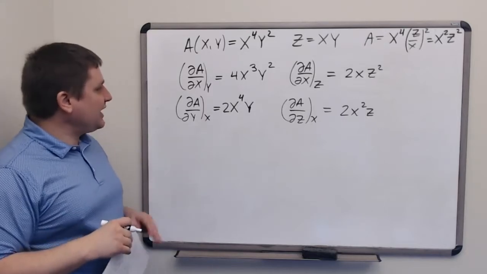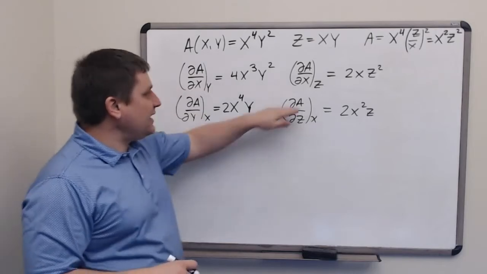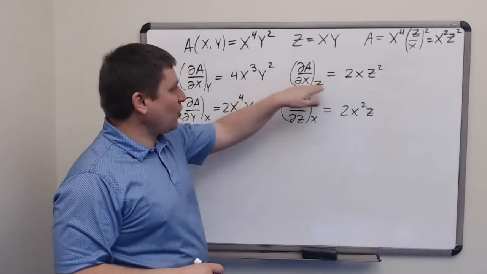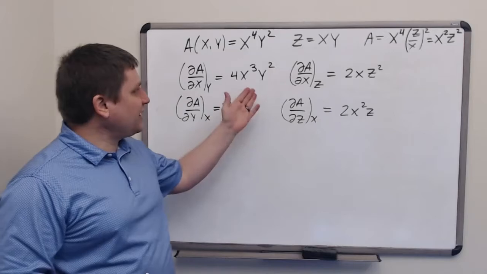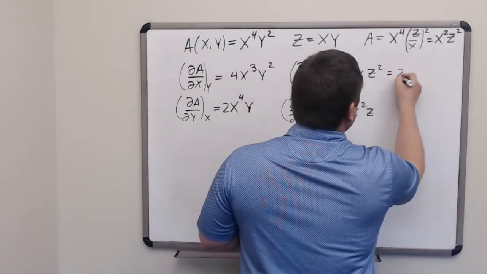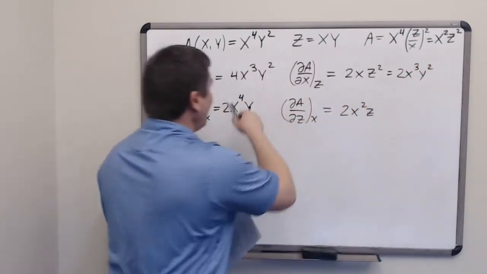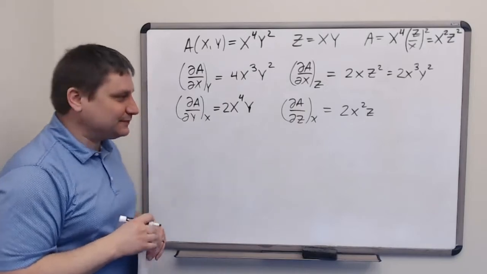All right, so we can check between these, right? dA/dx with y held constant and dA/dx with z held constant are totally different formulas. Even if we plug in z equals xy, we get 2x cubed y squared instead of 4x cubed y squared.